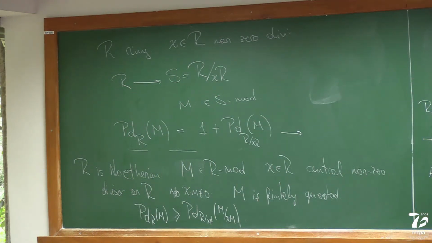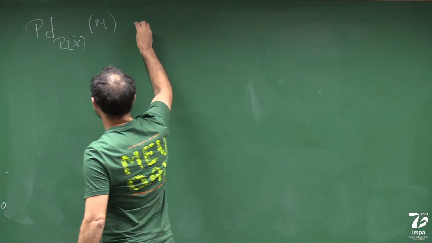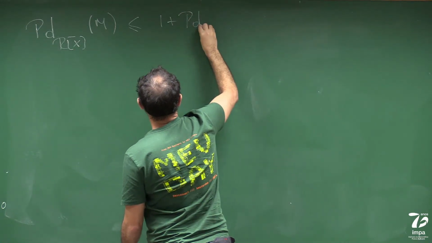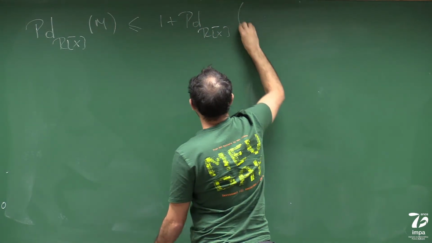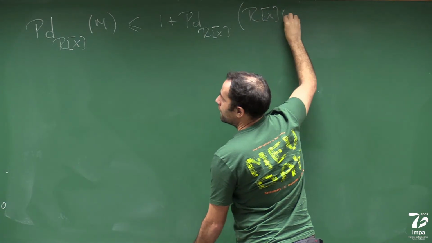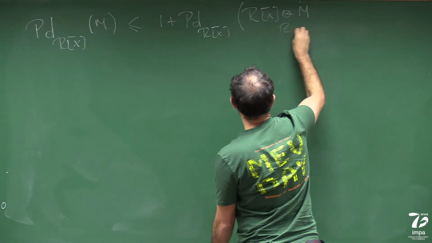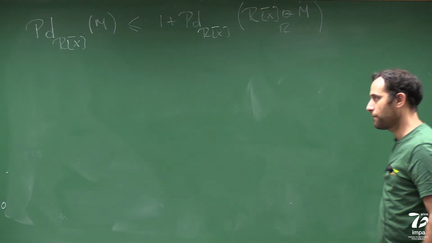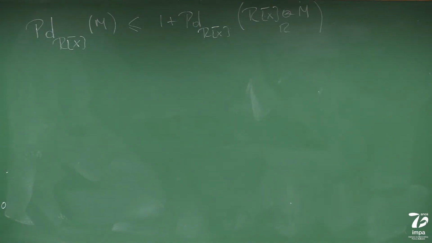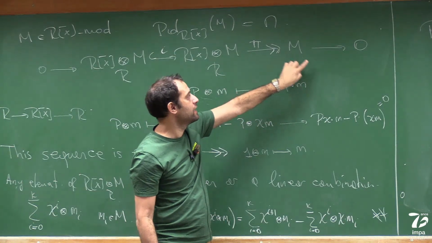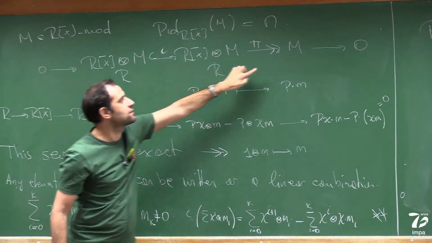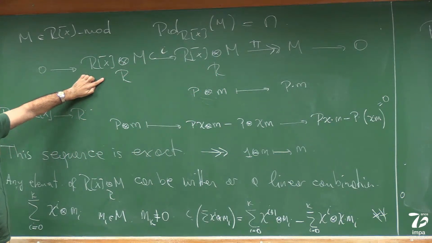But this sequence here is telling me precisely that the projective dimension of this M is less or equal than 1 plus the projective dimension of that guy, of R of X tensor M over R. Okay. Same argument as always. You look in the category of R of X modules, and you look at Ext from this guy into anything, and you look at the long exact sequence, and that's Ext for this guy is the same thing as Ext for this guy shifted by 1 degree.